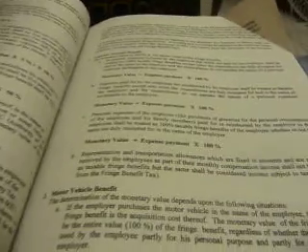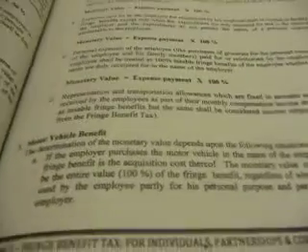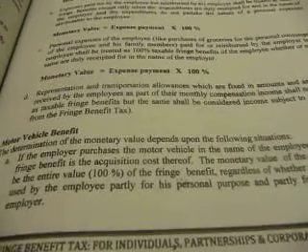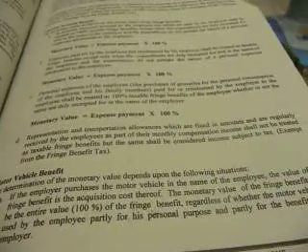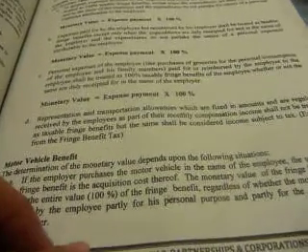Motor vehicle benefit. The determination of the monetary value depends upon the following situations. If the employer purchases a motor vehicle in the name of the employee, the value of the fringe benefit is the acquisition cost thereof. The monetary value of the fringe benefit shall be the entire 100% of the fringe benefit, regardless of whether the motor vehicle is used by the employee partly for personal purposes and partly for the benefit of the employer. Alright. If the employer provides the employee with cash for the purchase of the motor vehicle, it's just the same: the cash grant times 100%.